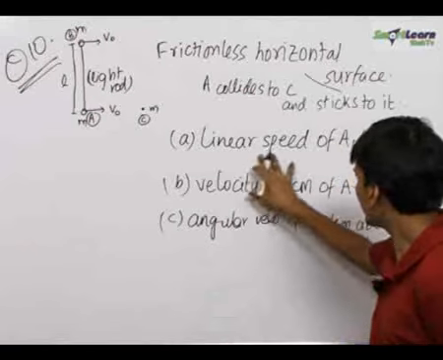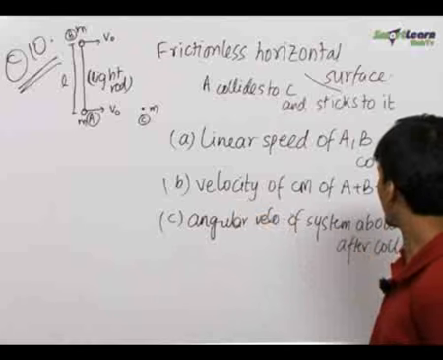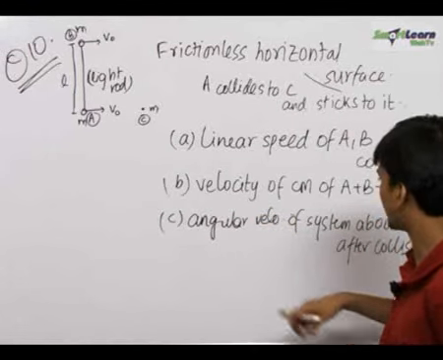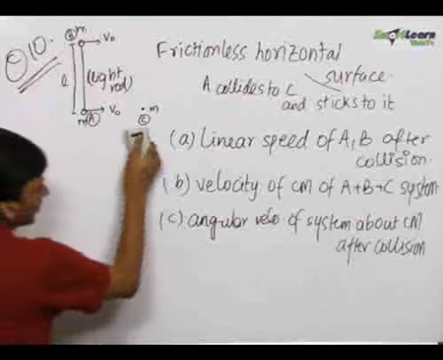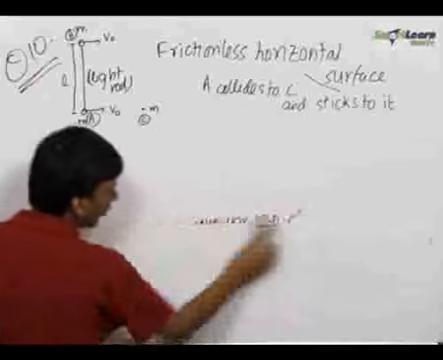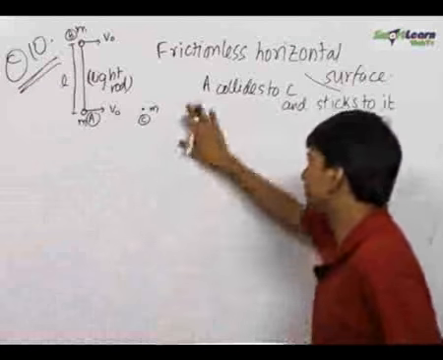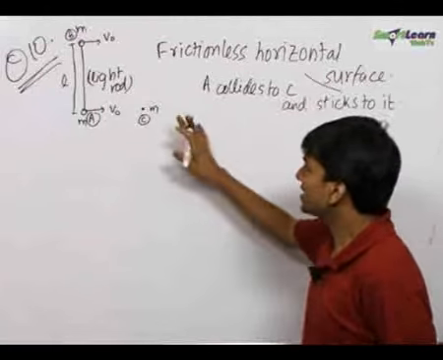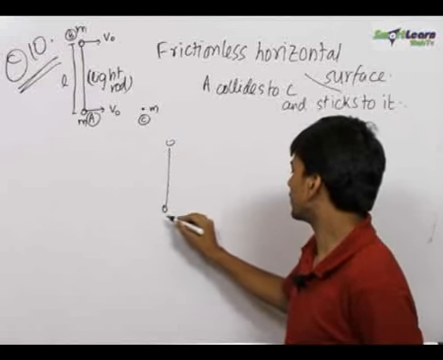Now we need to find the linear speed of A and B after the collision, and we also need to find the velocity of the center of mass of the A plus B plus C system and the angular velocity of the same. Now this question can be solved by multiple methods. We have to choose the best and the easiest method. Now let us draw the diagram.